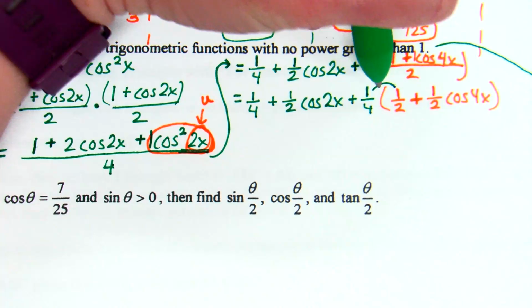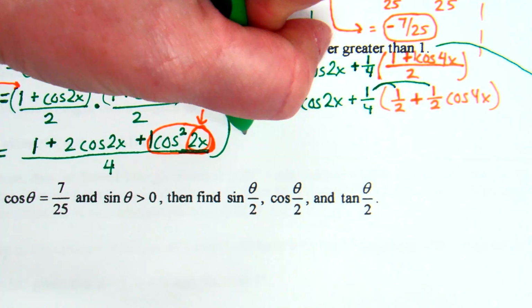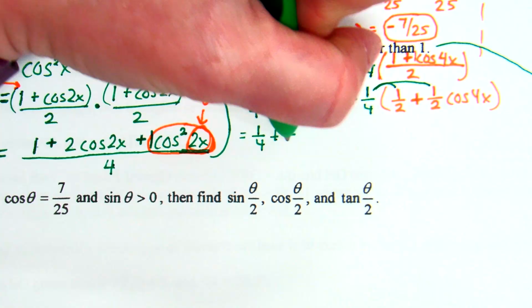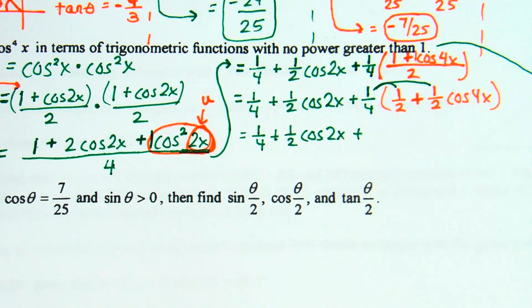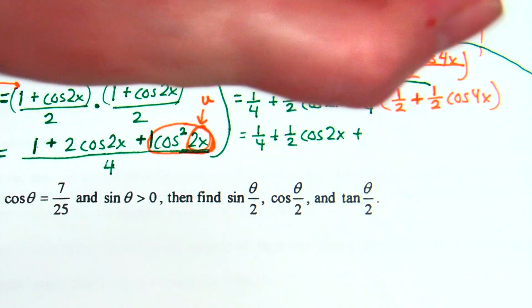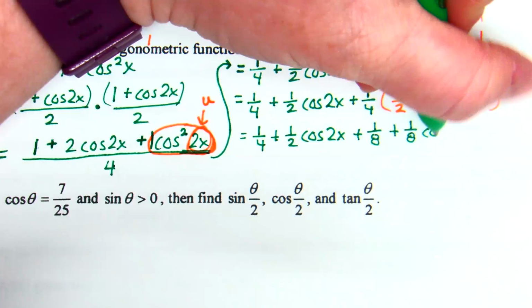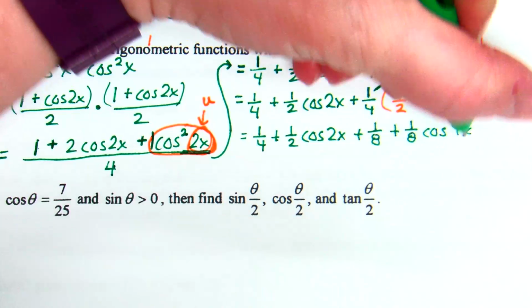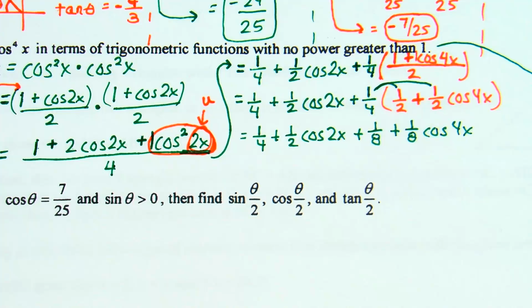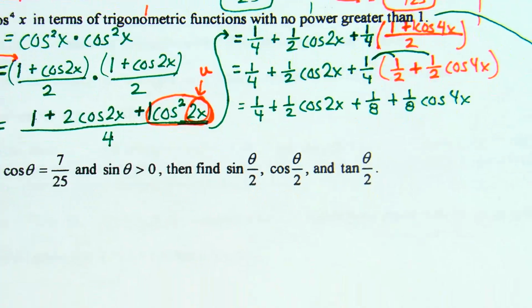Okay, so rewriting the beginning piece again. 1/4 plus 1/2 cosine 2x plus 1/4 times 1/2, 1/8, plus 1/4 times 1/2 cosine 4x, which is 1/8 cosine 4x. It just stays the cosine 4x. So that became 1/8 because you distributed it to each of them? Because I was multiplying by 1/4, yes.